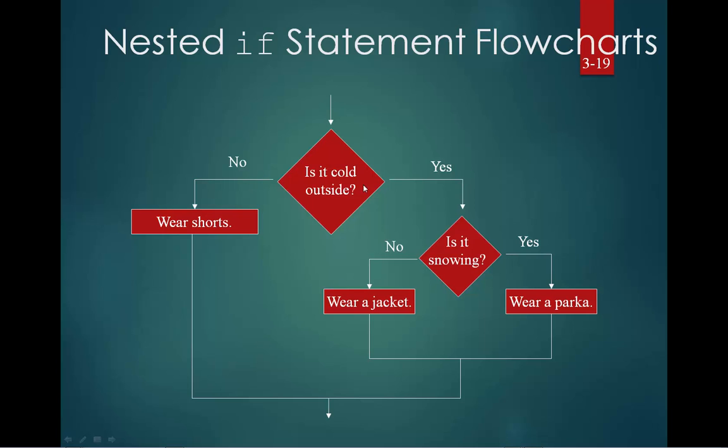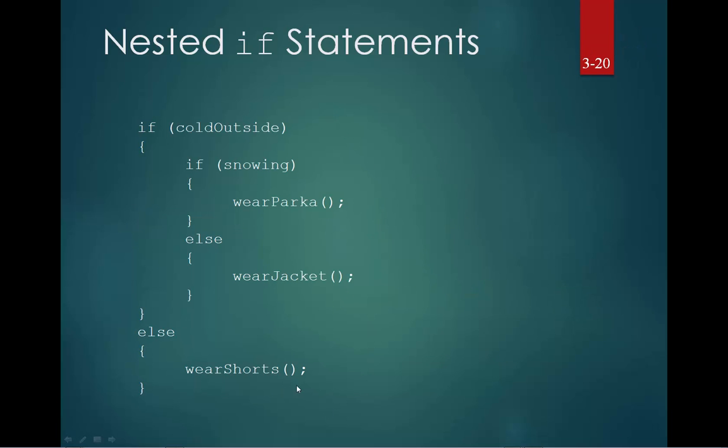How about this next leftmost path? If it's cold outside is yes, then we ask is it snowing, and that's no, and we wear a jacket. What does that look like in the code? If it's cold outside yes, then that means we execute this block of code. As soon as we go into this block, we see the question if snowing, and we said it wasn't snowing, so we don't go into this block of code for this if statement. We go straight to the else and we do wear jacket. And this is why I'm stepping through this, because this is where it gets a little confusing. What do you do after else wear jacket?